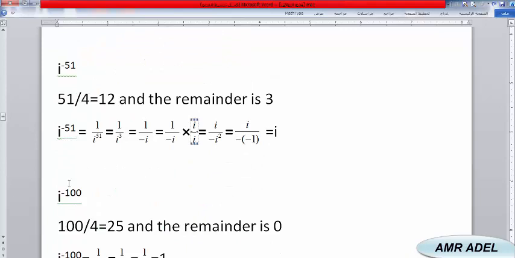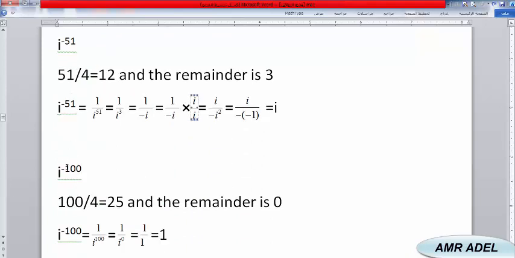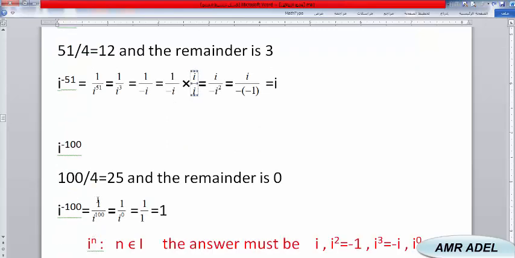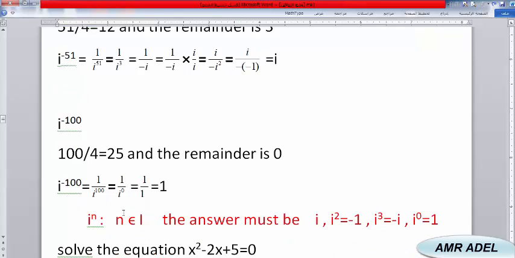Look at this number, which is bigger, sorry: i power of negative 100. Make it down as usual. It will be 1 over i power of plus 100. This 100 divided by 4, what will be the result? 25. Then the remainder will be 0. Directly remove 100 and put 0. Then anything power of 0 will be what? 1. Then 1 over 1 will be 1.